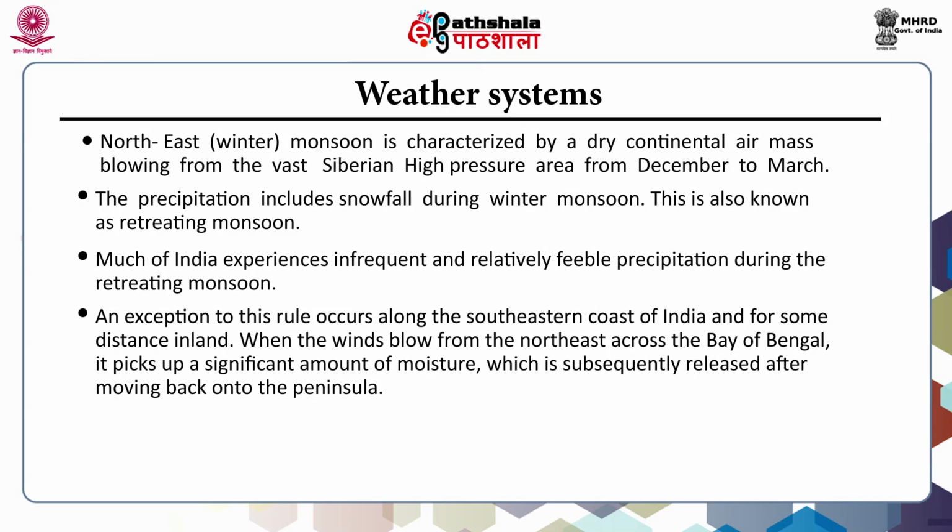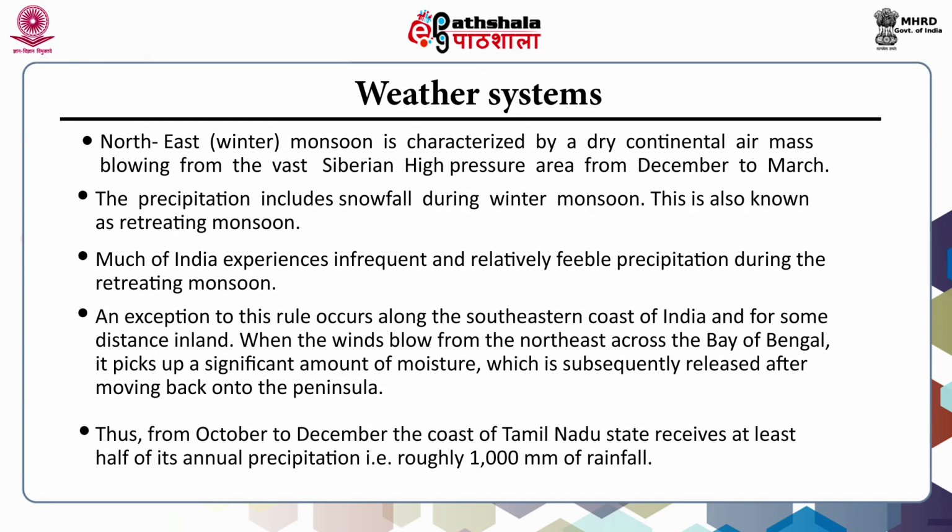When the winds blow from the northeast across the Bay of Bengal, they pick up a significant amount of moisture, which is subsequently released after moving back into the peninsula. Thus, from October to December, the coast of Tamil Nadu state receives at least half of its annual precipitation, which is roughly about 1000 millimeters of rainfall.